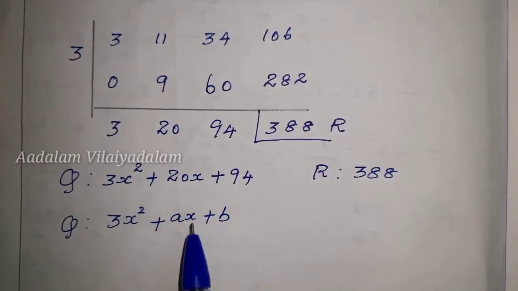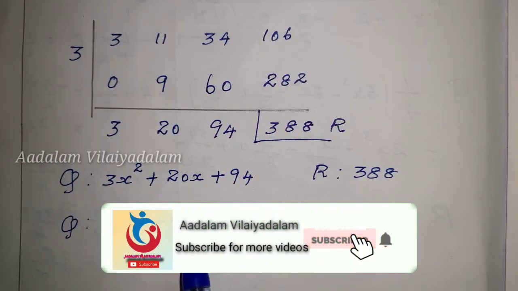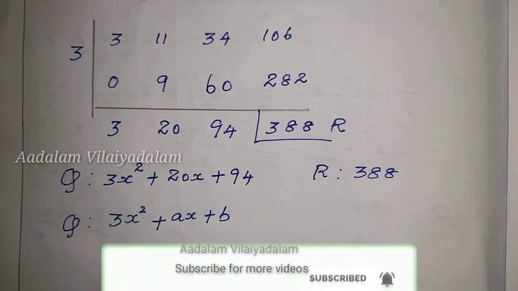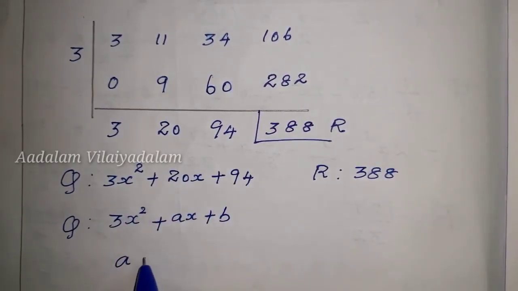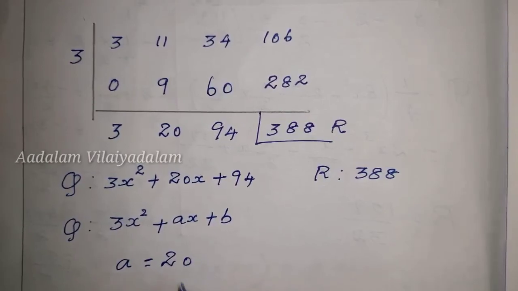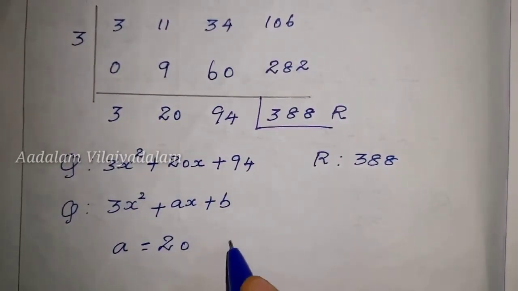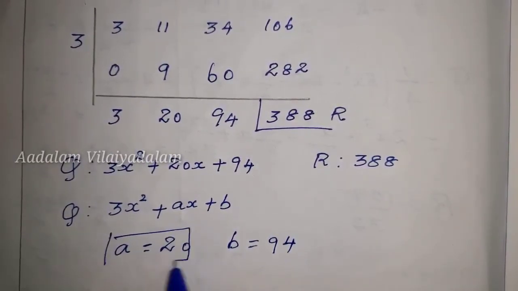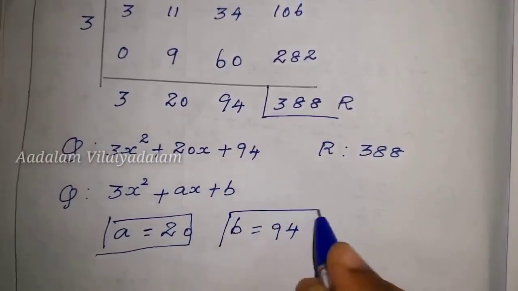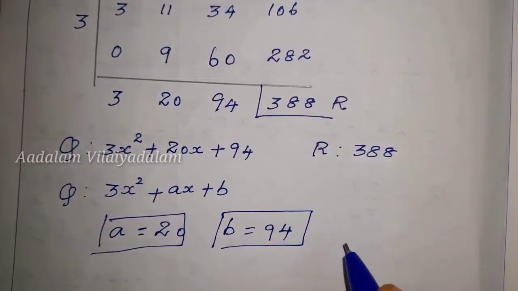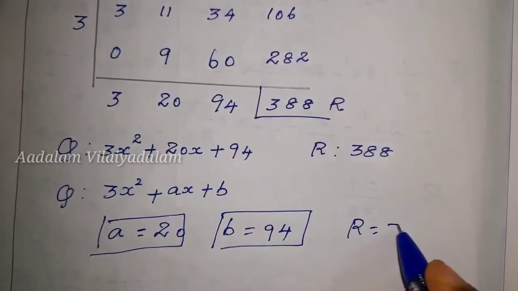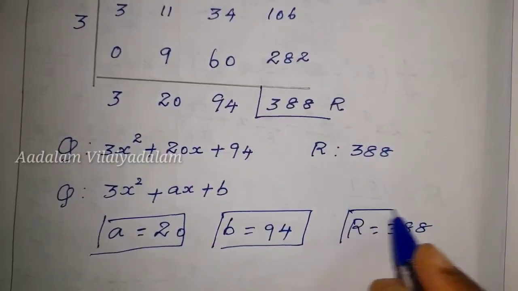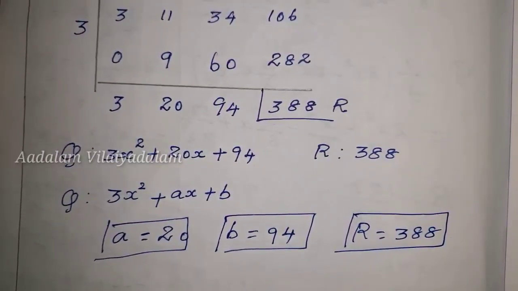So just compare the coefficients here. The coefficient of ax, the coefficient of x is a here. Here the coefficient of x is 20. Therefore a equal to 20. So b is the constant term. So b equal to 94. So the a value is 20. The b value is 94. And also find the remainder. The remainder value is 388. So thank you students. We will meet in the next video class.